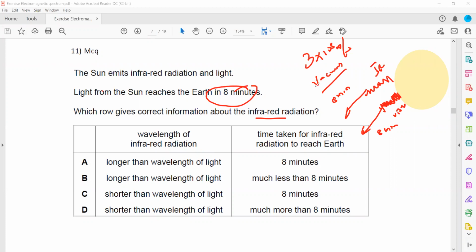And when we compare the wavelength, infrared will be longer. So longer wavelength compared to that of visible light, but the time it will take is the same, because they are traveling at the same speed in a vacuum. Is it clear, this question 11?